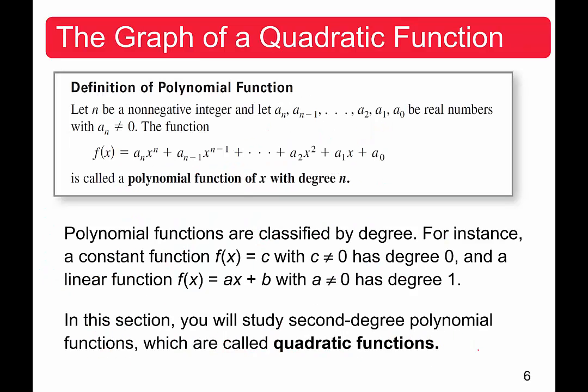Okay, so let's take a look at the general form of a polynomial, any polynomial function. Let n be a non-negative integer, and a_n, a_(n-1), all the way to a_0, be real numbers with a_n not equal to 0. So the leading term here is a_n x^n. From the leading term, this is a degree n polynomial function.